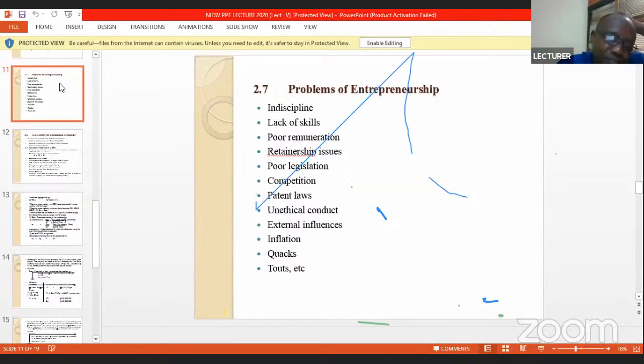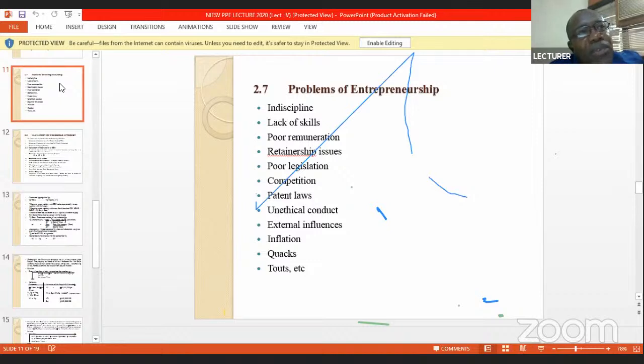Quacks. There are so many quacks. We are talking about estate surveyors. Quacks are taking over. Quacks are doing different kinds of things now. Property development, quacks. Property management, quacks. Estate agency, they are even bigger in number. Same thing with touts. We have a lot of people who practice as touts.